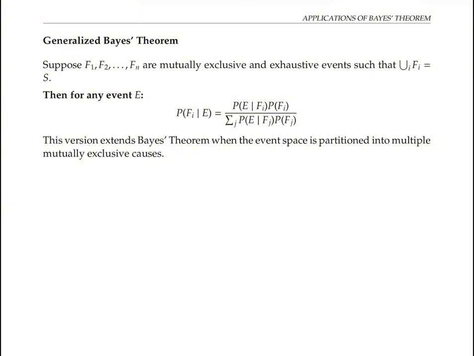Then, for any event E, the probability of any single partition Fi given E equals P of E given Fi times the probability of Fi over the sum of P of E given Fj times P of Fj. And this version extends Bayes' theorem to where the event space is partitioned into multiple mutually exclusive causes rather than just two as in the previous problems.